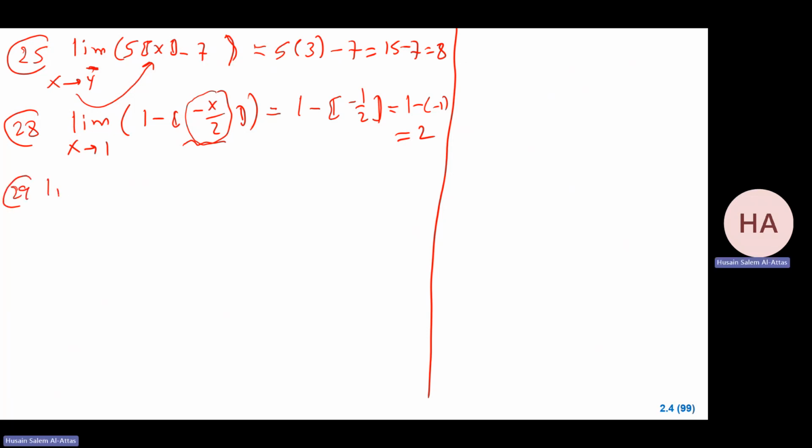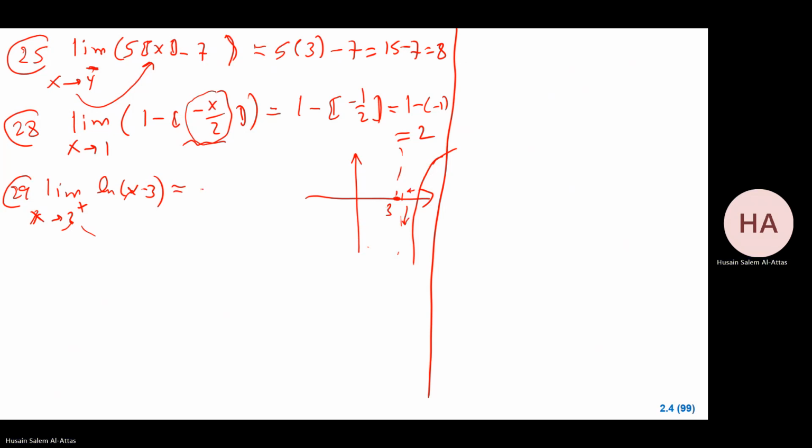Limit as it goes to 3 from right of len x minus 3. We know that this is the len x minus 3. I can graph actually len x minus 3 where I have a 3, and this is the function. It's the same as len x, but with the shift. So as 3 from right, I'm going to where? To minus infinity. This is 29, 30.